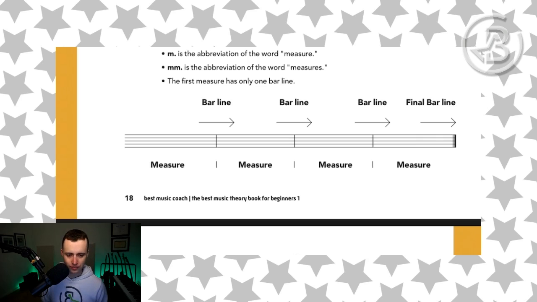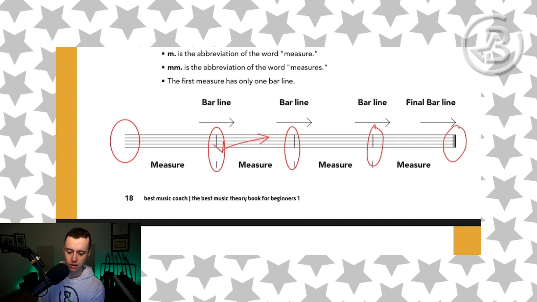That's it. It's over. Now, one thing to notice is that in the first measure, there is no bar line at the beginning. This is correct. Whenever we have a bunch of measures in a row, the first measure is not going to have a bar line on the left. The first measure only has 1 bar line, whereas the second measure has 2 bar lines. The third measure has 2 bar lines. The fourth measure has a regular bar line and a final bar line.